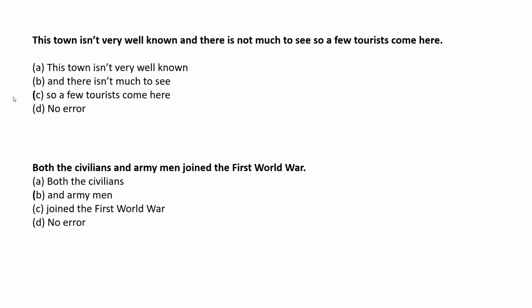So both the civilians and army men. So along with army men as well, you should use "the". It should be both the civilians and the army men join the first world bond. So option D. Option D should be the correct option. That is, this part is having error, right? So it should be both the civilians and the army men join the first world bond, right? Hope that is clear to you.